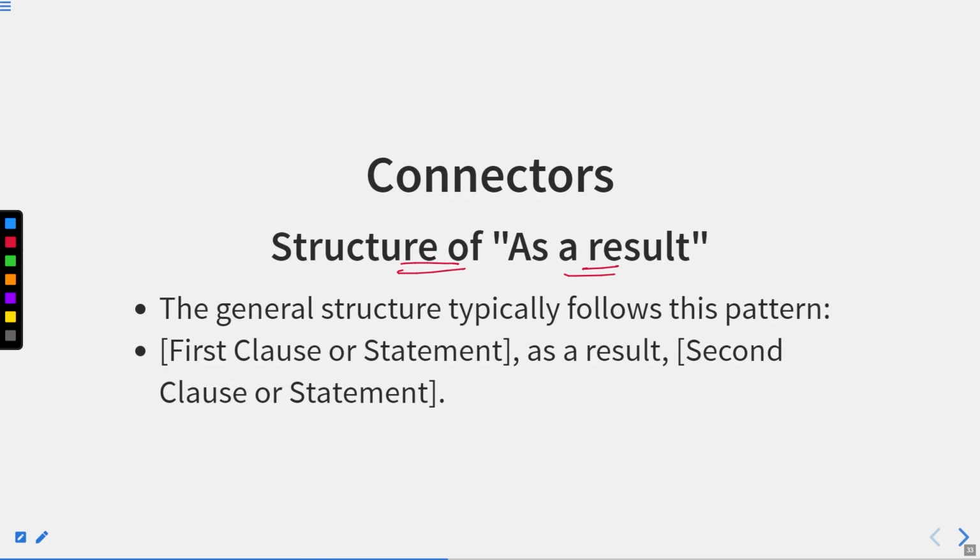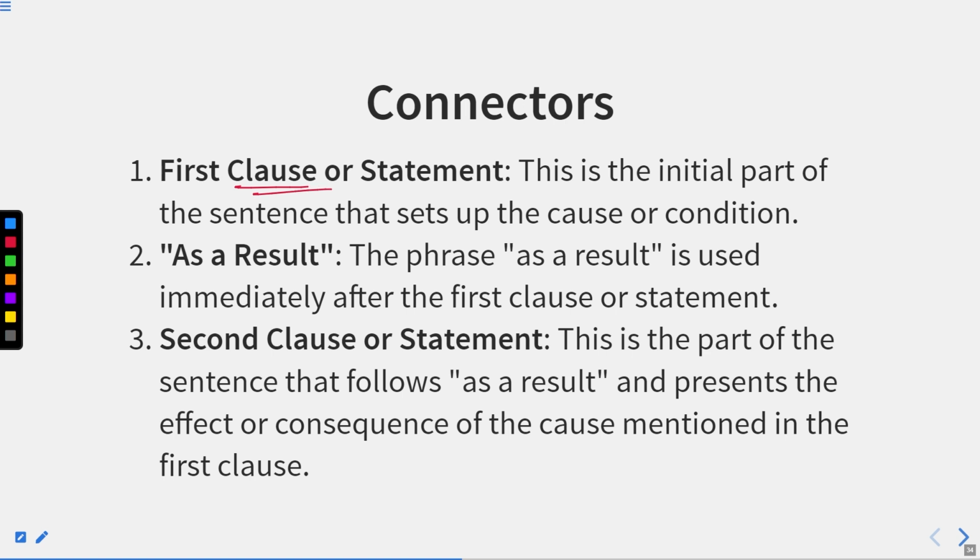Now, what is the structure of as a result? Let us see. The general structure typically follows this pattern. First, we'll have the first clause or a statement. After that, as a result, then the second clause or a statement. Now, the first clause or statement, what does it contain? This is the initial part of the sentence that sets up the cause or condition.